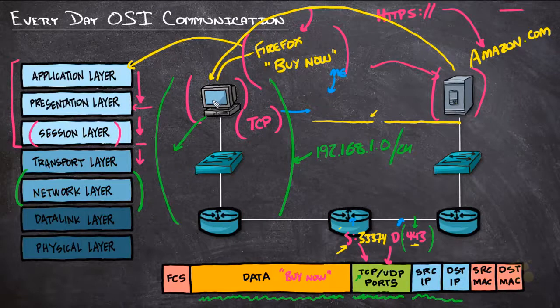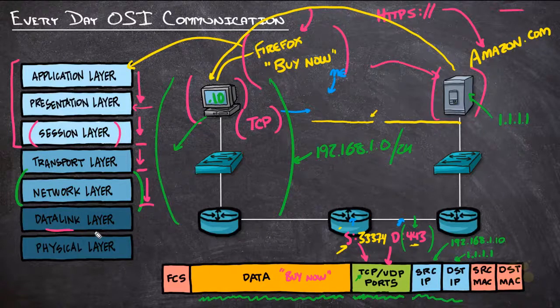The computer happens to have the IP address 192.168.1.10. That's going to be filled in here as the source IP address. The destination will be Amazon's website. You saw that when we did the netstat command. I don't remember what those were, so let's just call it 1.1.1.1. That's the destination. Now that data moves down from the network layer and hits the data link layer.